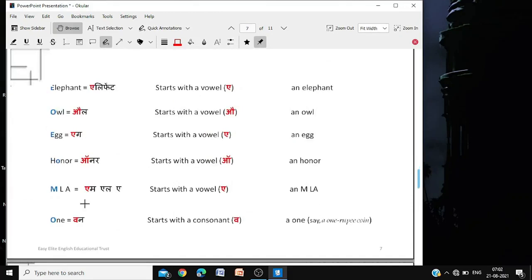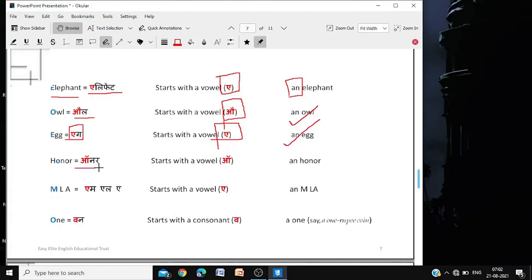Now let us see how we would write elephant in Devanagari script. When you write elephant, see it starts with the initial vowel letter. It comes in the vowel group and we say an elephant. When you say owl, see it starts with an initial vowel sound. The initial is a vowel group member. We say an owl. Egg. We begin with a vowel. This also belongs to the vowel group. An egg.